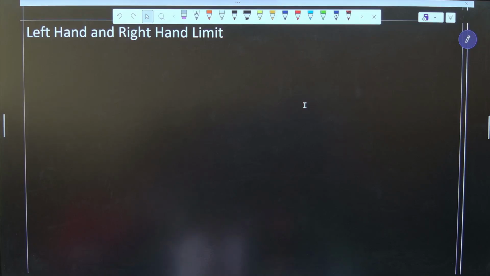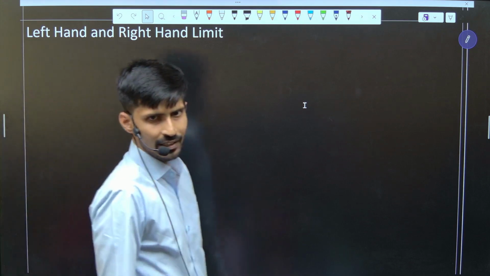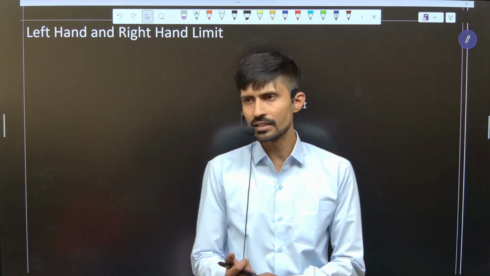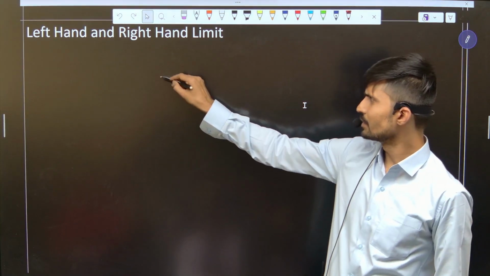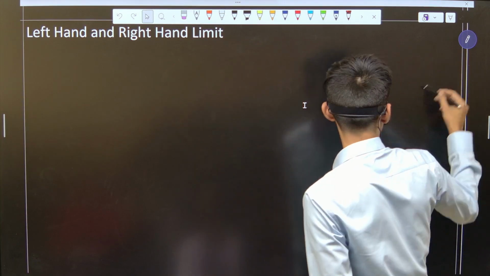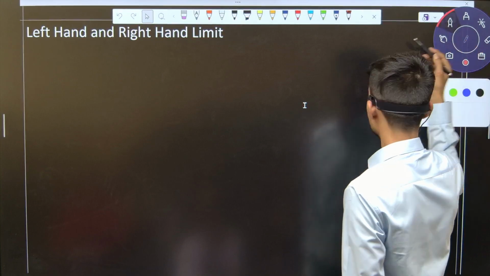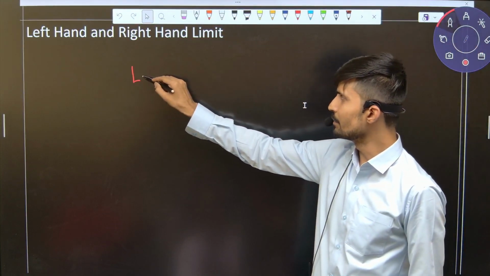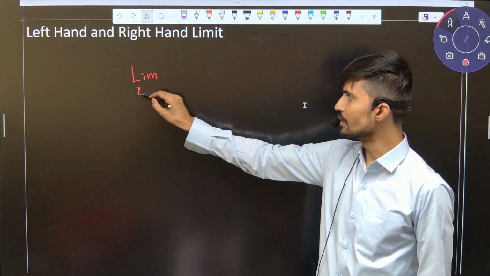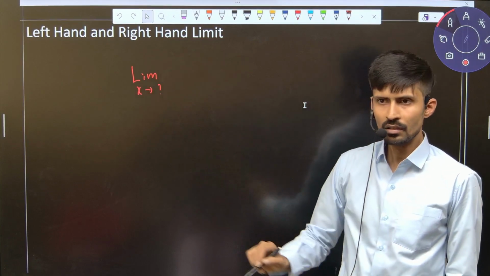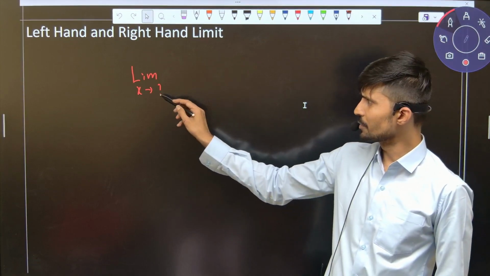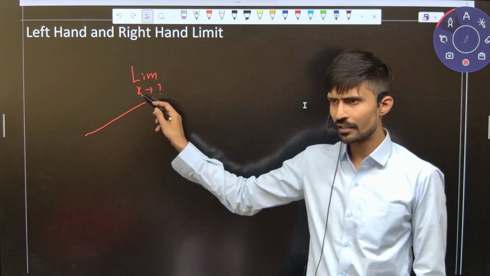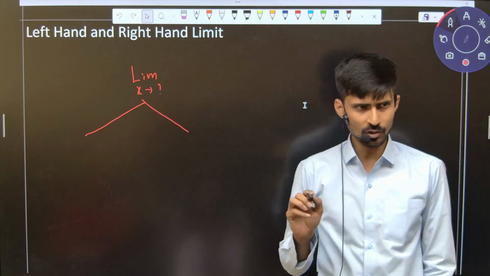Okay, so last lecture we learned about left hand limit and right hand limit. Now the question is, suppose one question is given: limit x tends to something. It means that I will find both the things, left hand limit and right hand limit. See, it depends on the option.